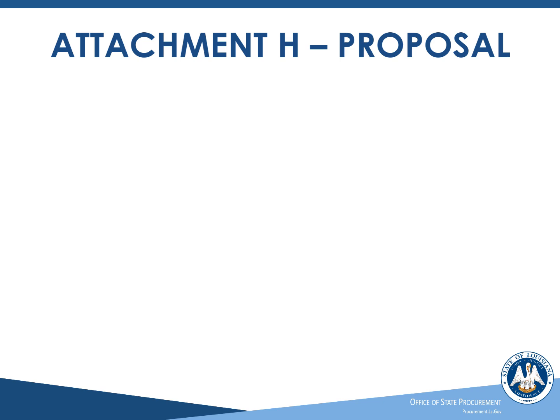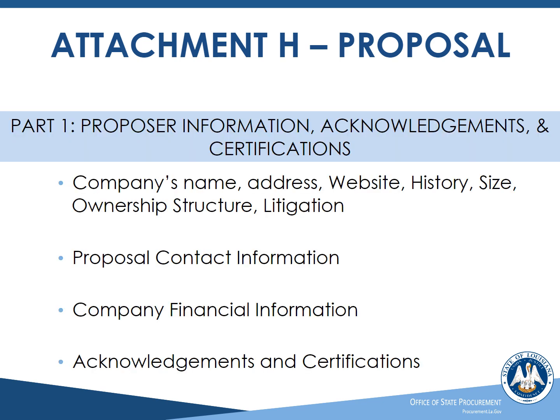The eighth part of the RFP document is Attachment H, the proposal. Proposers must complete and submit all parts of Attachment H as their proposal. Attachment H is separated into 7 parts. Part 1, Proposer Information, Acknowledgements, and Certifications, is where the proposers will enter their company information and acknowledge and certify that they understand and agree to the clauses requirements of this document.